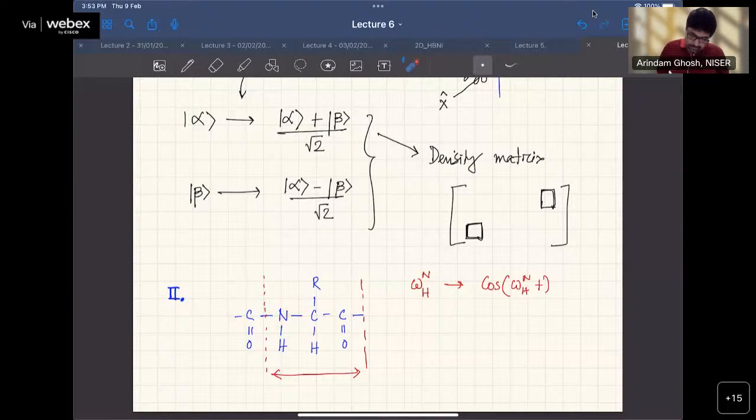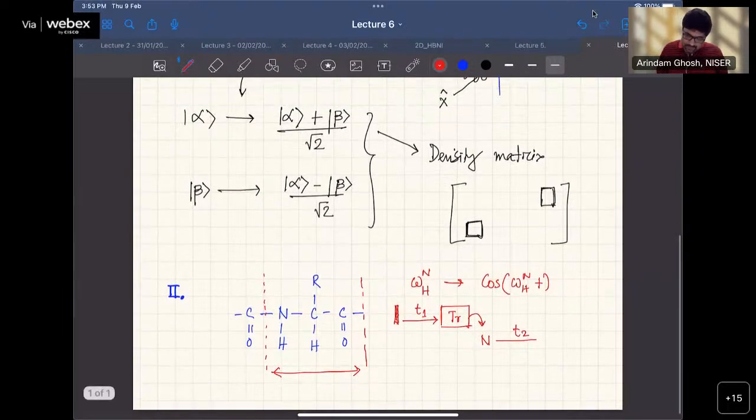So first you put up a pulse on the H, and then you leave for some time. I call that T1. Then you transfer. This is the transfer process to N, and after this you leave another time, T2. So what will happen is that there is going to be some cosine omega H N T1 already there. Then on top of that, cosine omega N T2, correct?